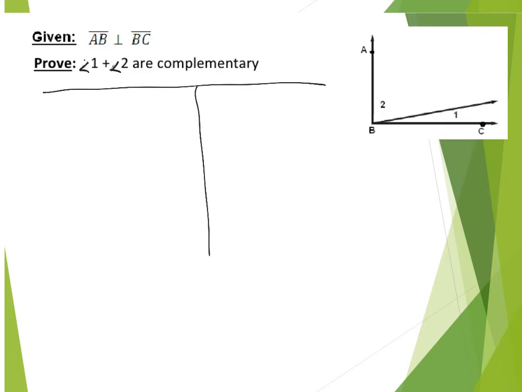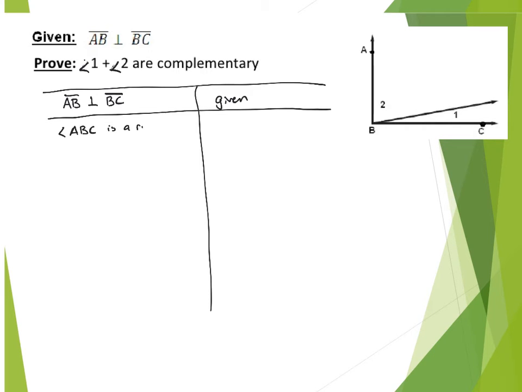Here we go. So I'm going to start off by saying that our line segment AB is perpendicular to line segment BC. Again, don't forget your notation. Make sure you have those little line segment notations on top of your letters. And this is my given. Now, perpendicular lines, I have that symbol. I'm going to use the definition of perpendicular lines to get to an equation. So I know that if these two lines are perpendicular, then angle ABC is a right angle.